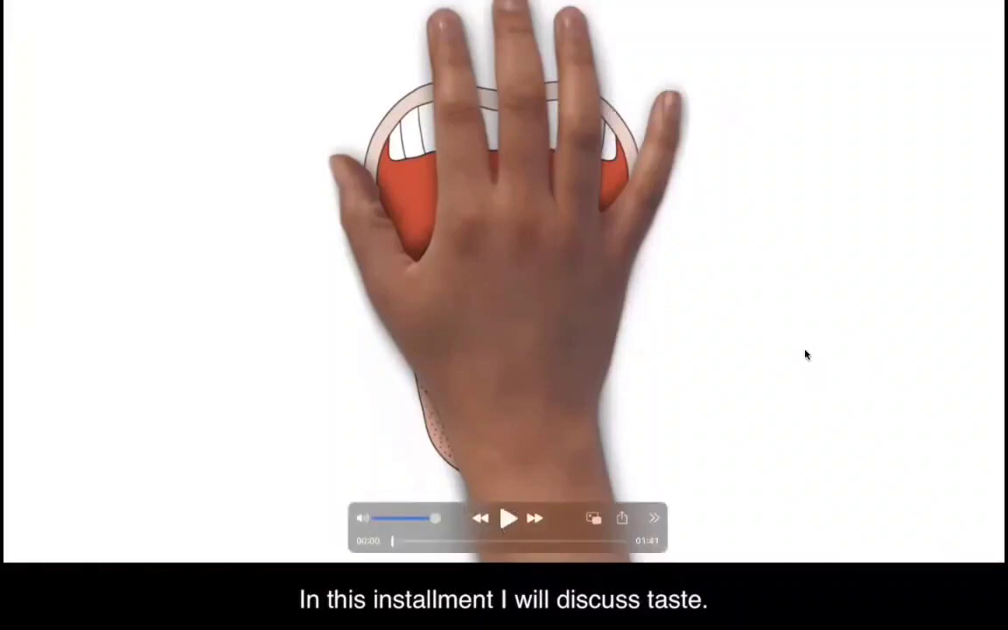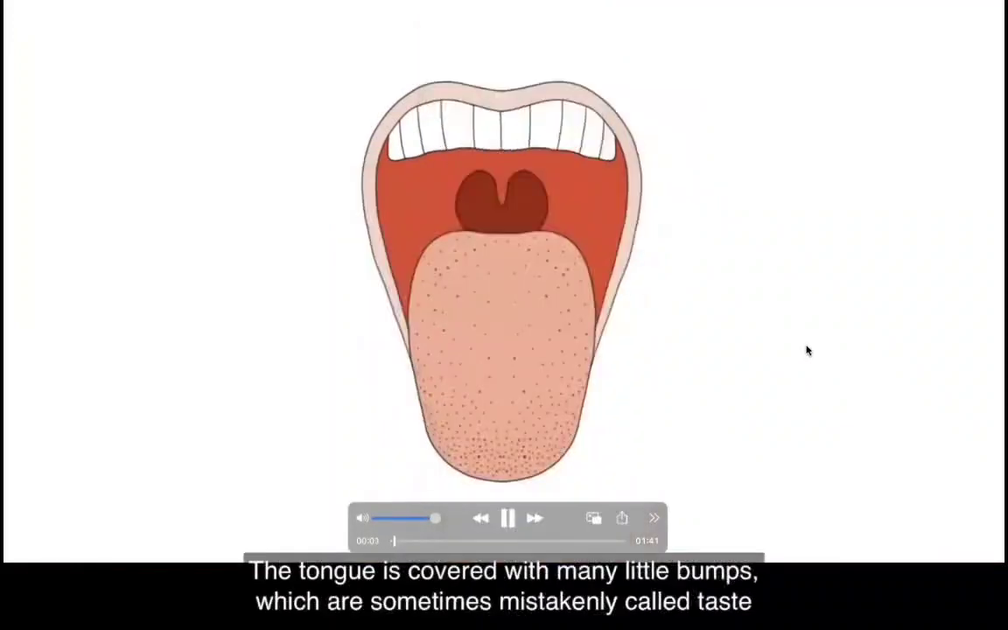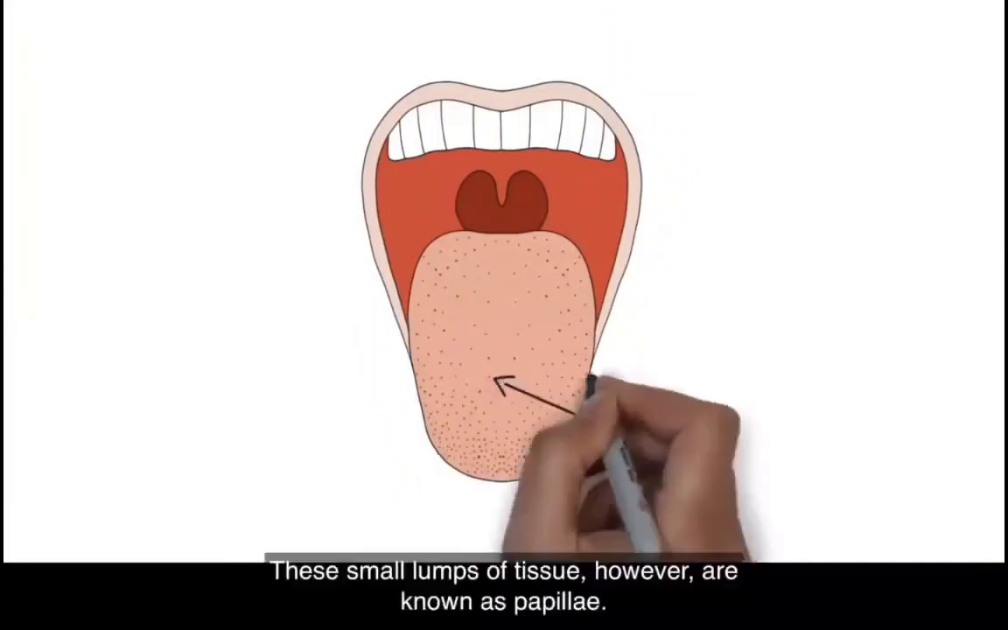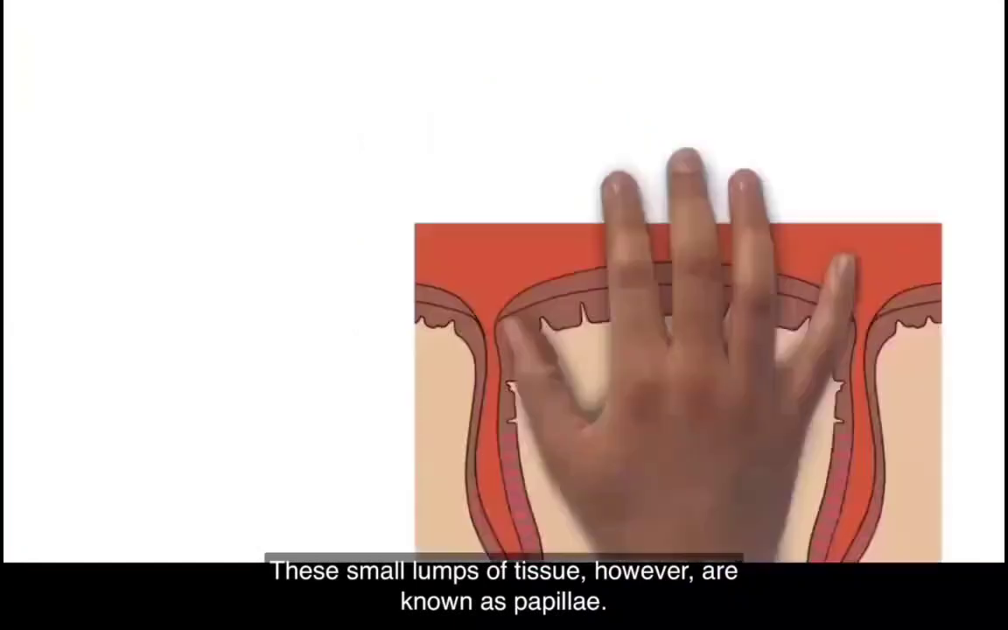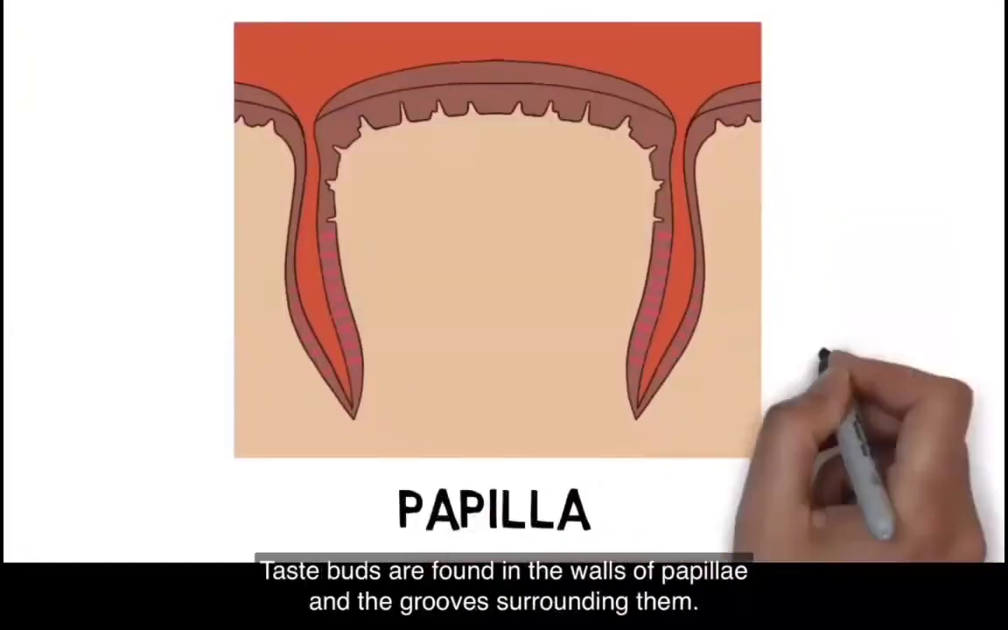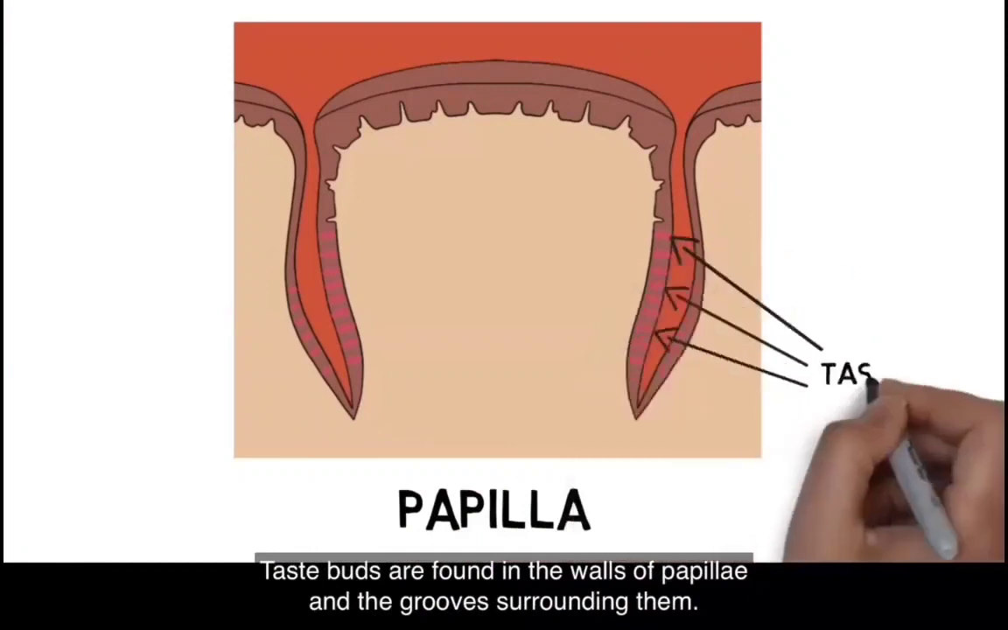Okay, let's start. Tongue is covered with many little bumps, which are sometimes mistakenly called taste buds. These small lumps of tissue, however, are known as papillae. Taste buds are found in the walls of papillae and the grooves surrounding them.